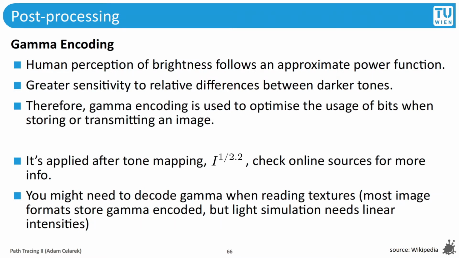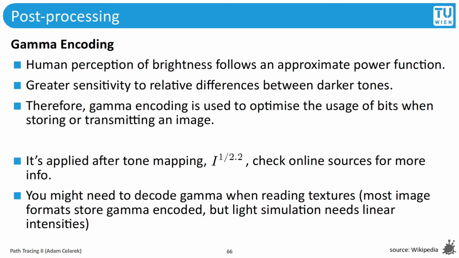Human perception of brightness follows an approximate power function. There is greater sensitivity to relative differences between darker tones. Therefore, gamma encoding is used to optimize the usage of bits when storing or transmitting an image. So you want to give more bits to darker tones, because we can distinguish them better. It's applied after tone mapping, and the equation is the image to the power of 1 over 2.2.